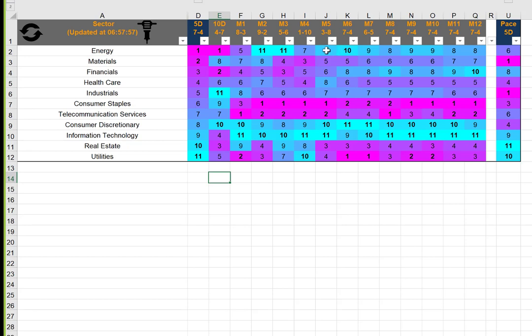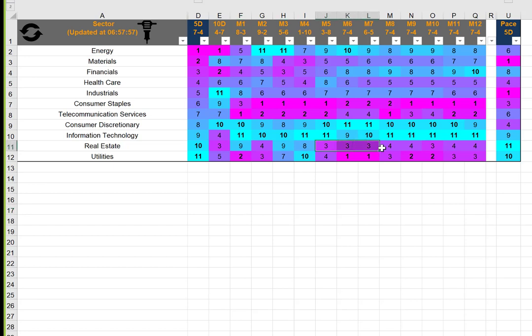We can see here that energy dropped heavily. It was the best performer a while ago with the best score of 11. And now over last 10 days as well as last 5 days, it has the worst score. It switched rapidly from the best scorer to the worst scorer.